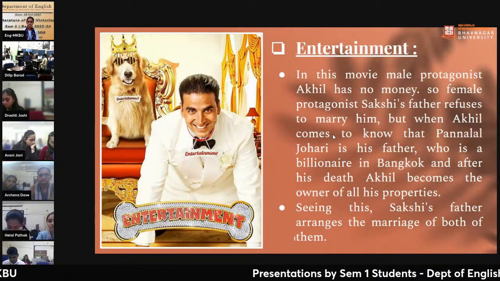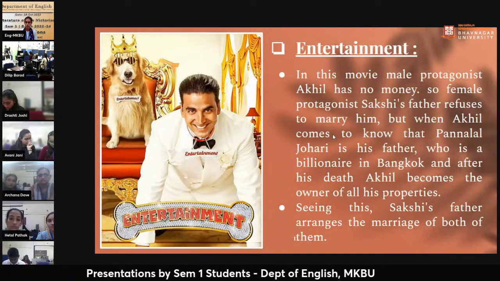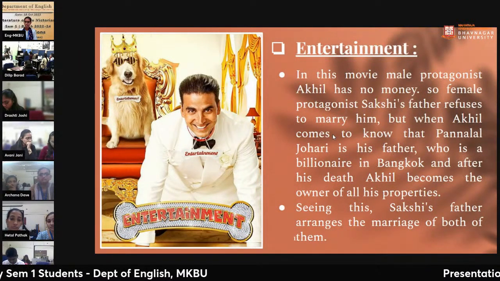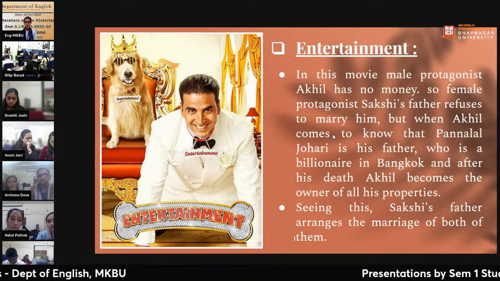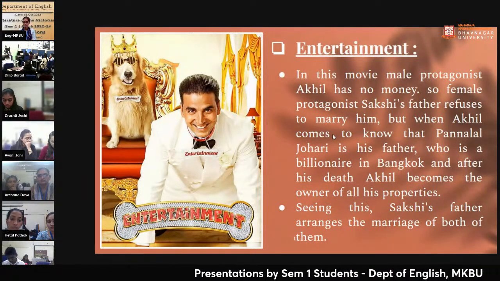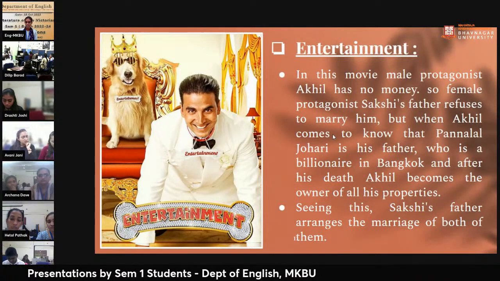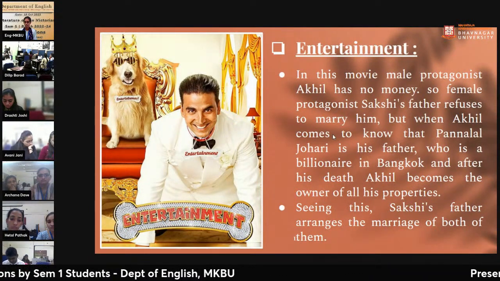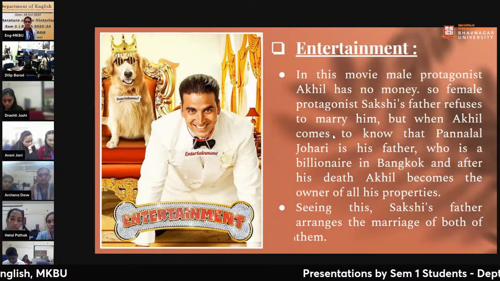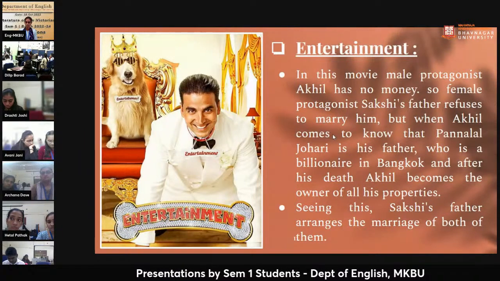We can easily say that in the movie Entertainment, the male protagonist Akhil has no money. So the female protagonist Sakshi's father refused to marry him. But when Akhil comes to know that Pannalal Johri is his father, who is a billionaire in Bangkok, and after his death Akhil becomes the owner of all his properties, seeing this, Sakshi's father arranges the marriage of both of them.